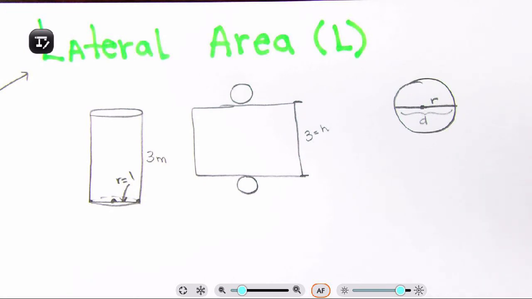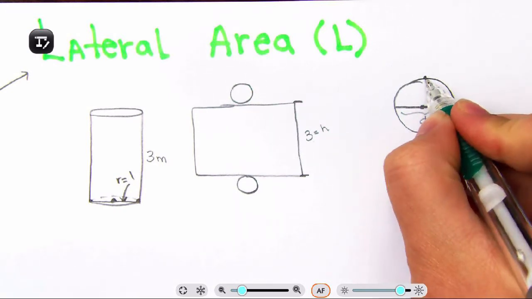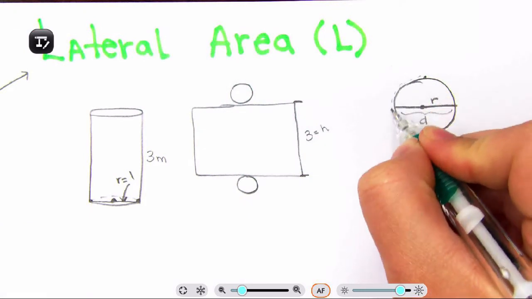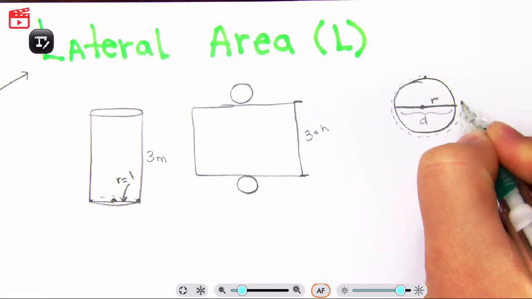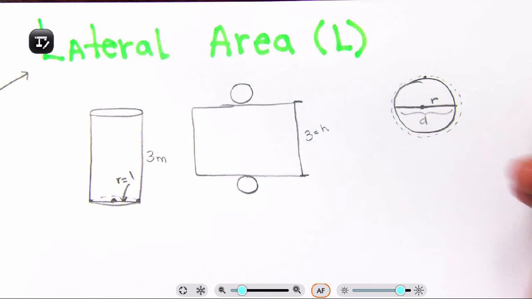Don't do it. Pi is not 3.14. And so the other part is if we start on one edge and we walk all the way around, keep going around, that distance is called the circumference.